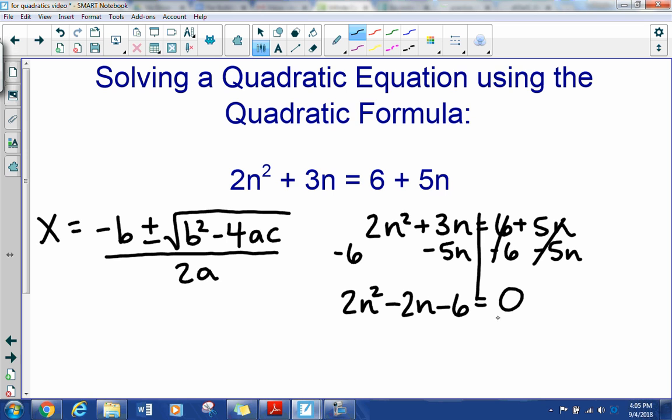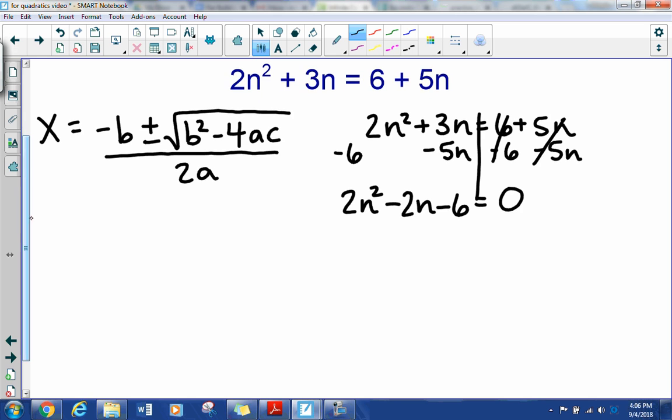Once you have everything on the same side of the equation, you next need to identify your values for A and for B and for C, because those are the numbers that we need to plug into this formula over here. A is always the number that's multiplied by x squared, so in this case it's a positive 2. B is always the number that's multiplied by just x, so in this case that's a negative 2. And C is always the number that has no variable attached, so in this case it's a negative 6.